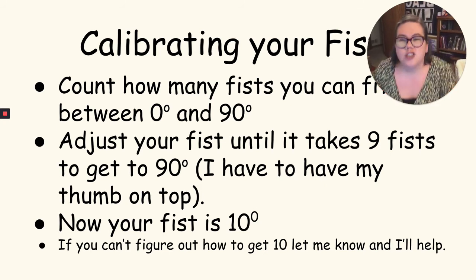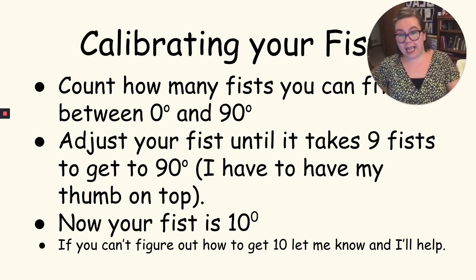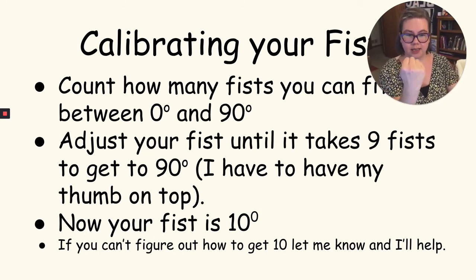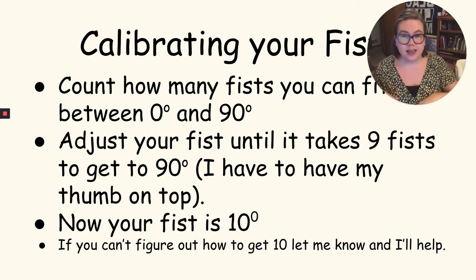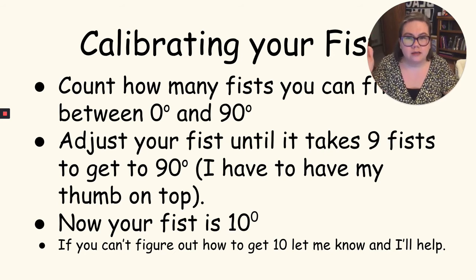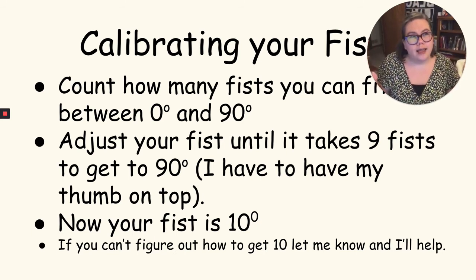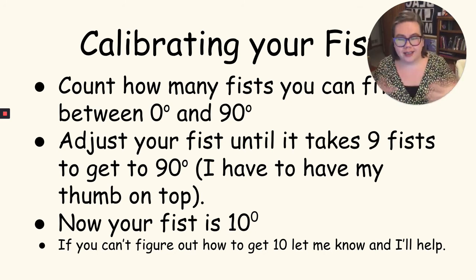Okay? And then adjust your fist until it takes 9 fists to get to 90 degrees. So I started like this when I first did it, measuring this way. I had to adjust and have my thumb out to make it so that there were 9 fists between 0 and 90 degrees. That gives you 10 degrees. So that if you go out in the night sky, you can actually measure and say, well, it's about 45 degrees up. And once you have that, your fist is 10 degrees, and you have something to get some measurements off of, something fast and easy.